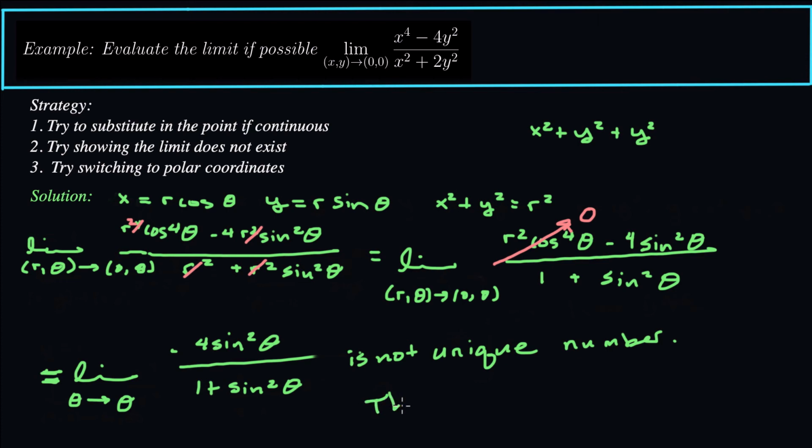Therefore, the limit does not exist. So that would be a way to show with polar coordinates that the limit does not exist.